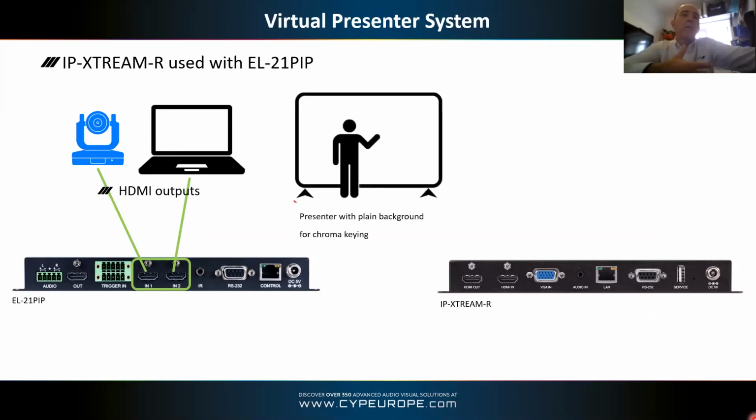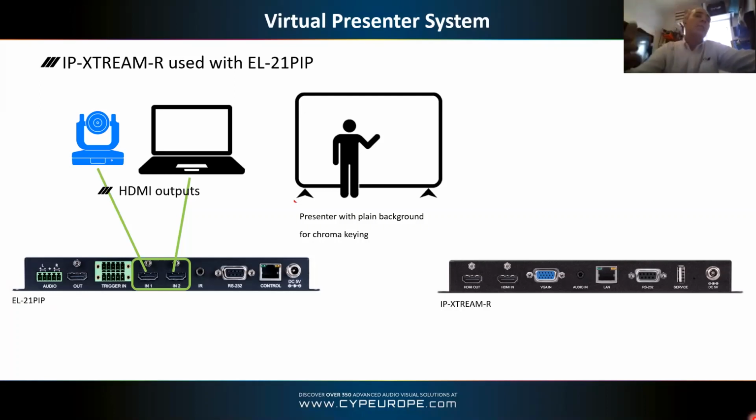So we looked at this and we did a minor adjustment to the EL-XTREAM-PIP, which already had chroma keying on board. And this was just to manage HDCP, because a lot of laptops and certainly Macs, when they see an HDCP input for HDMI, they put it on. And obviously we don't want that, because the IP-XTREAM-R doesn't want an HDCP protected image.